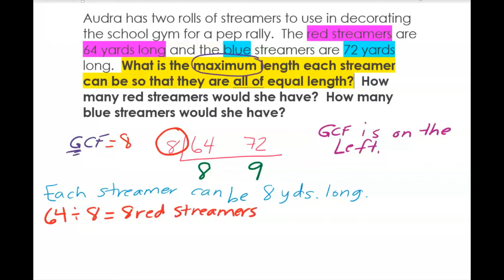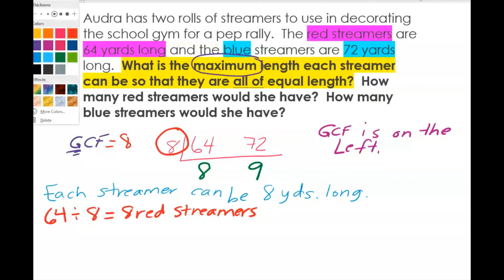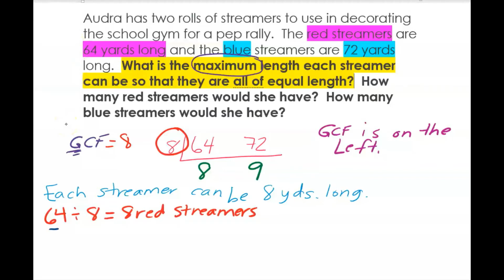And if I take the blue streamer and I divide up the 72 yards that I have of the blue by the 8 yards each streamer is going to be, I'll find that I have 9 blue streamers. And that answers all 3 questions.